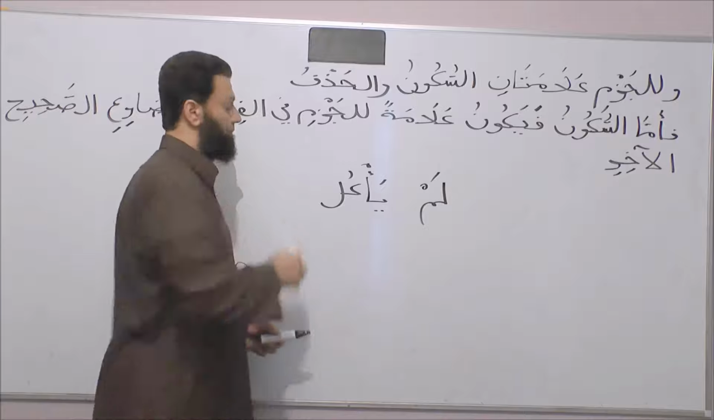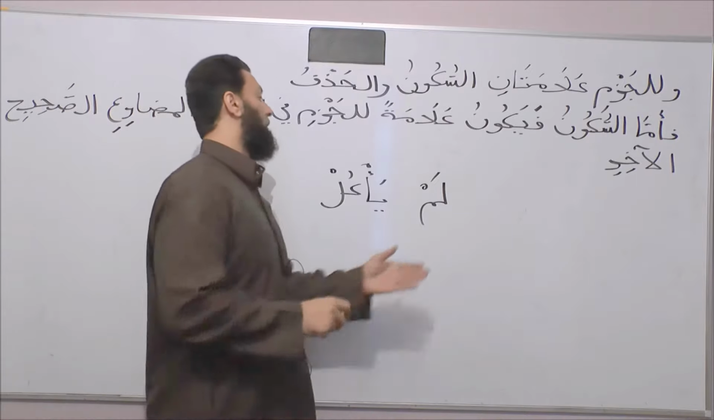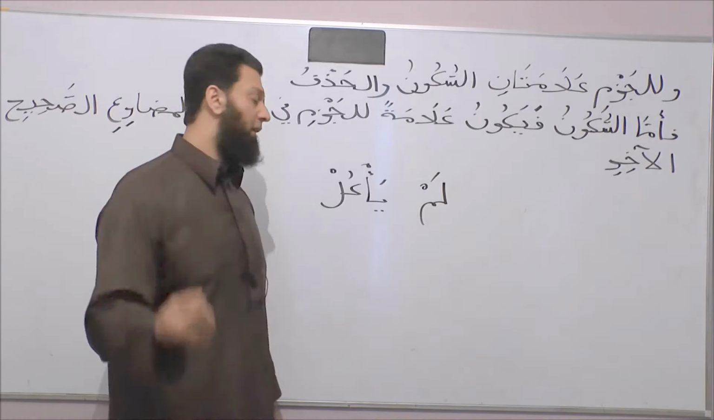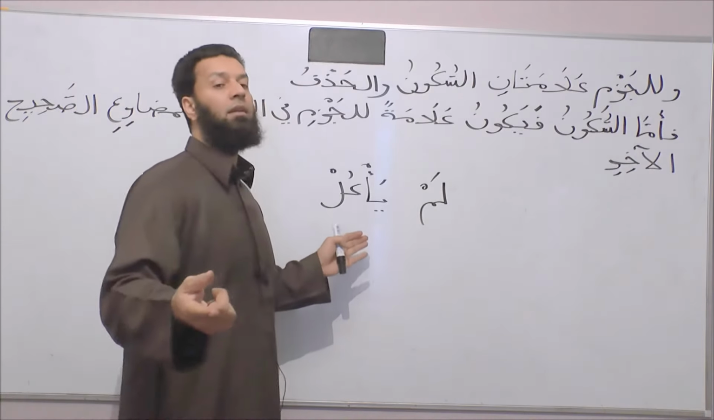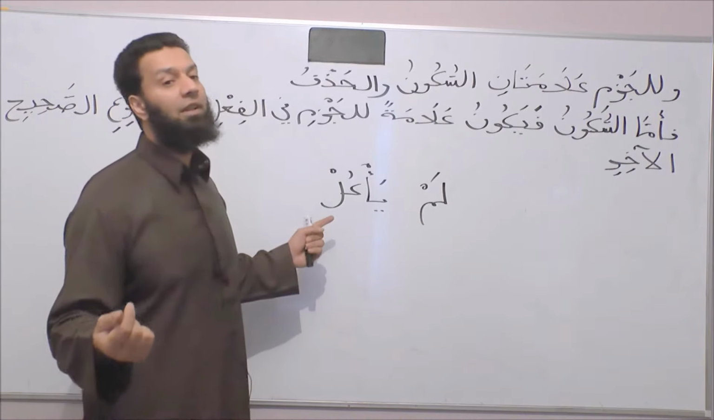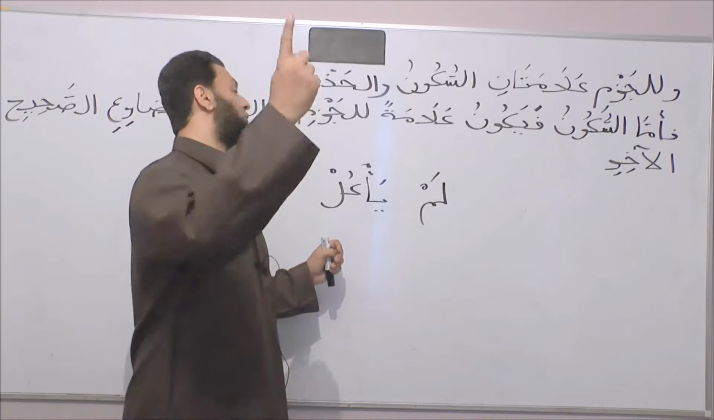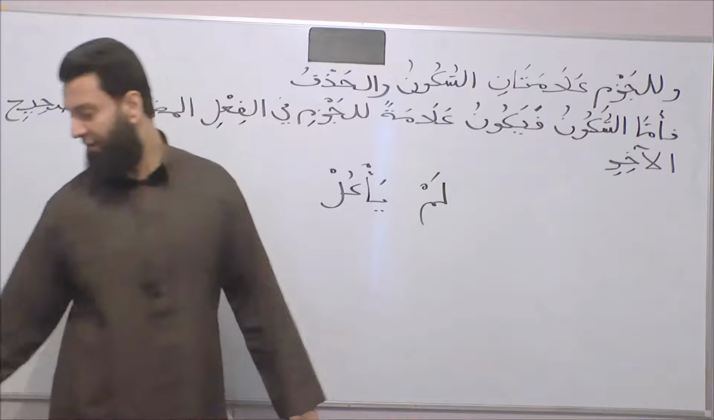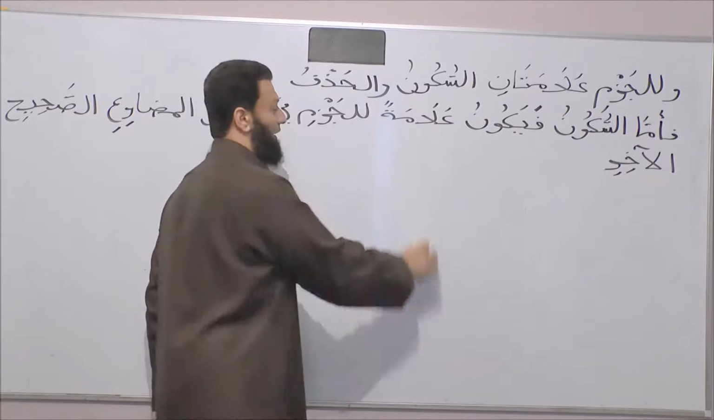لَمْ يَأْكُلْ. That therefore becomes a sukoon. لَمْ therefore is حرف نفي وجزم. Right? يَأْكُلْ is فعل مضارع مجزوم وعلامة جزمه السكون. حسنا. Right? We know this. This isn't particularly complicated. You just have to remember the specific إعراب.